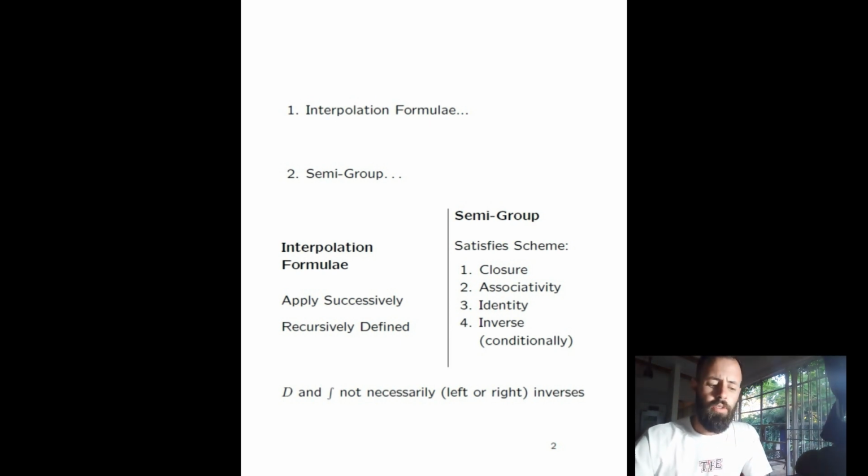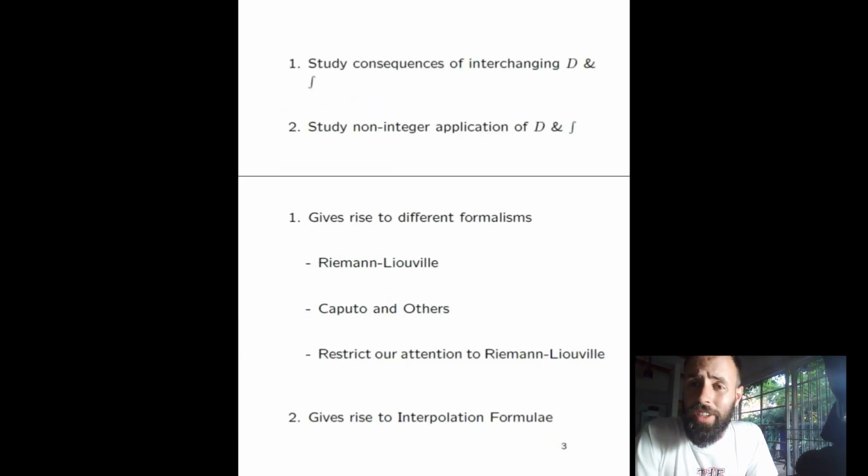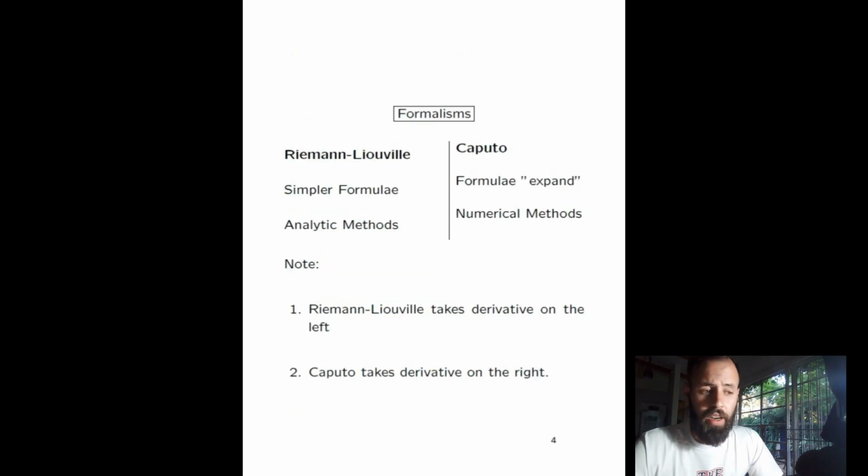We mentioned that the derivative and the integral operator are not necessarily left or right inverses of one another. If we study the consequences of interchanging these two operators, we obtain the different formalisms of the fractional calculus. If we study the non-integer application of these operators, we get a different interpolation formula for these operators. The two main formalisms we're looking at are the Riemann-Liouville and the Caputo formalism. There are others, but we'll restrict our attention to the Riemann-Liouville formalism.